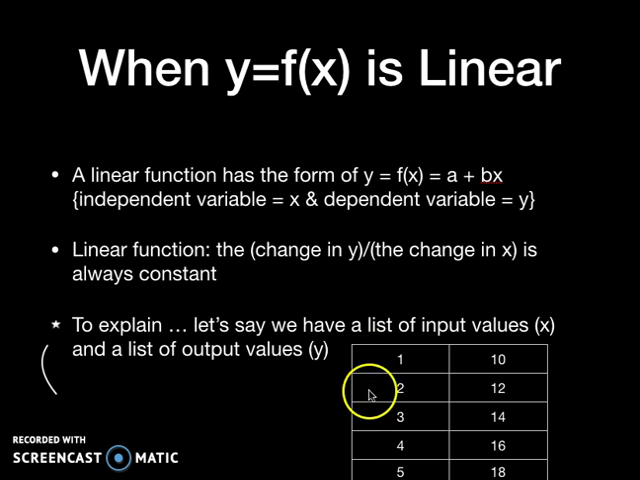So 1 and 2, for example, are 1 apart. To know that the rest of this column is constant, all you have to do is ask: how far is 2 from 3? 1. How far is 3 from 4? 1. And how far is 4 from 5? 1. Even if this column is constant, the y values have to be constant as well, because you're going back to the change of y over the change of x always being constant.